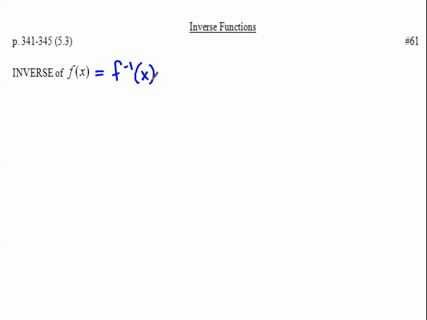What does it mean to have an inverse or to find the inverse? It means we switch the x and the y. We switch the domain and the range.